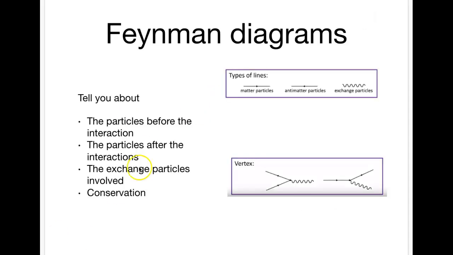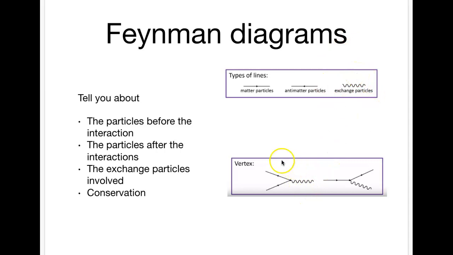The second thing is to use the correct notation. A straight line in the direction that you've chosen represents a matter particle. If you've chosen from left to right and you want to describe an antimatter particle, you would draw the arrow in the opposite direction. So matter particles go from left to right or from down to up if you decided to use that direction. And antimatter particles will do the opposite. Exchange particles are drawn with a squiggly line.